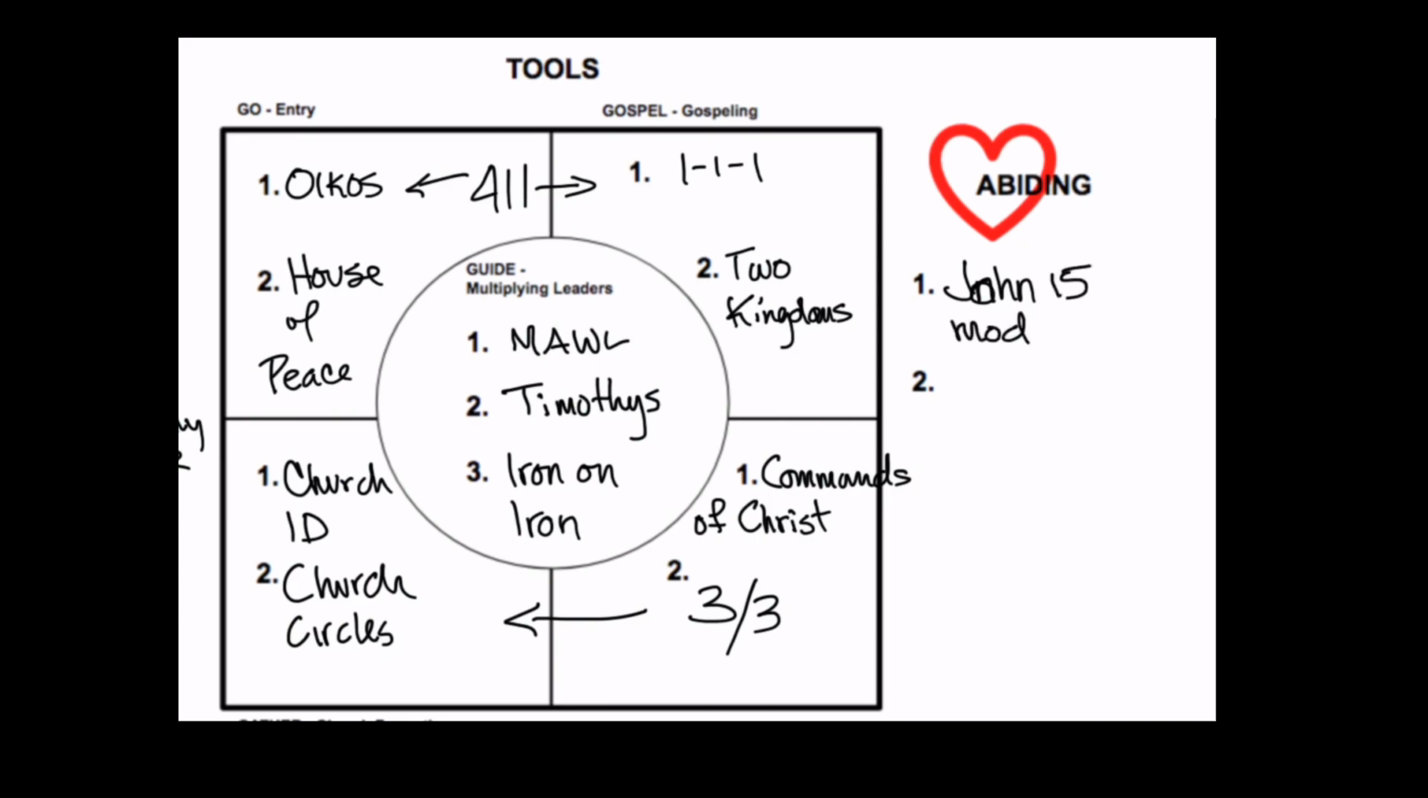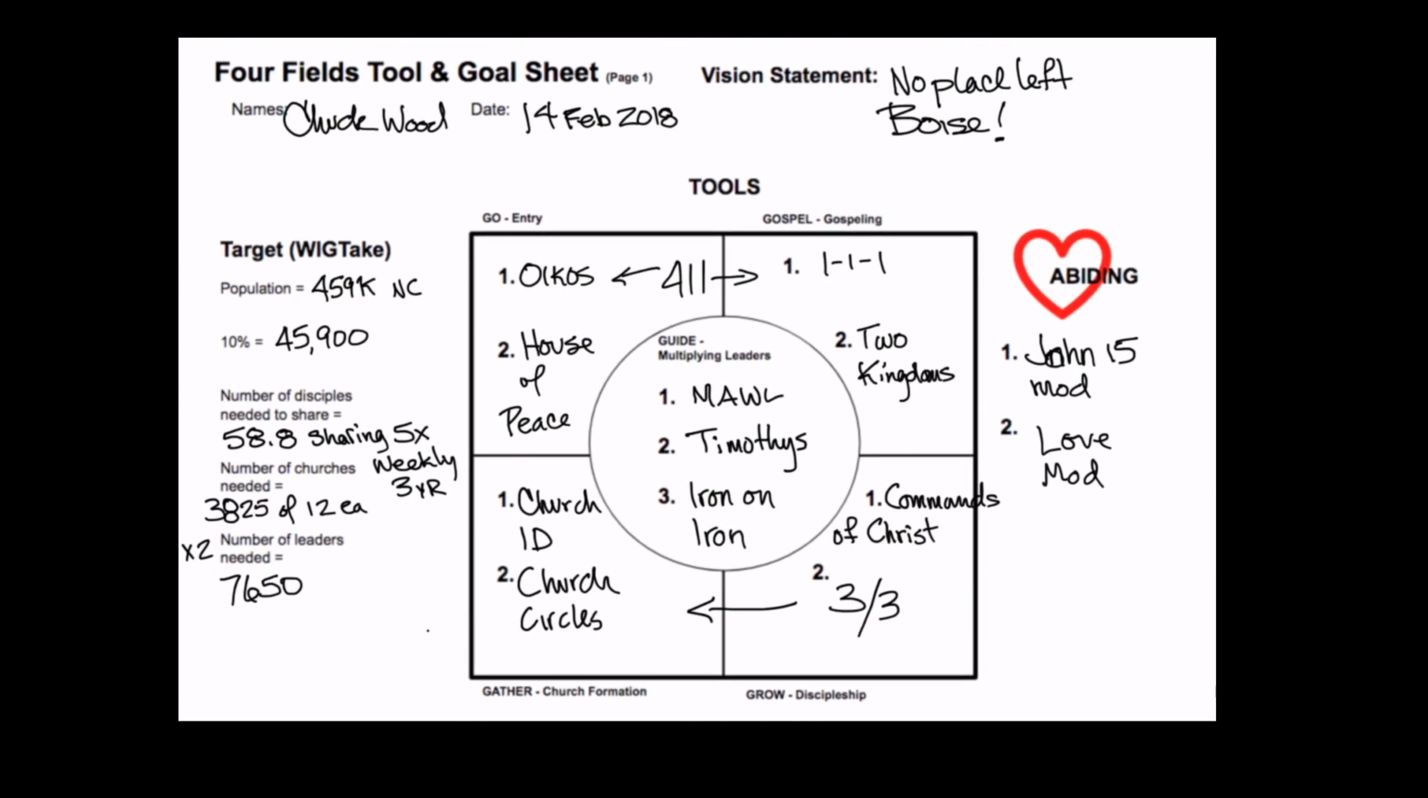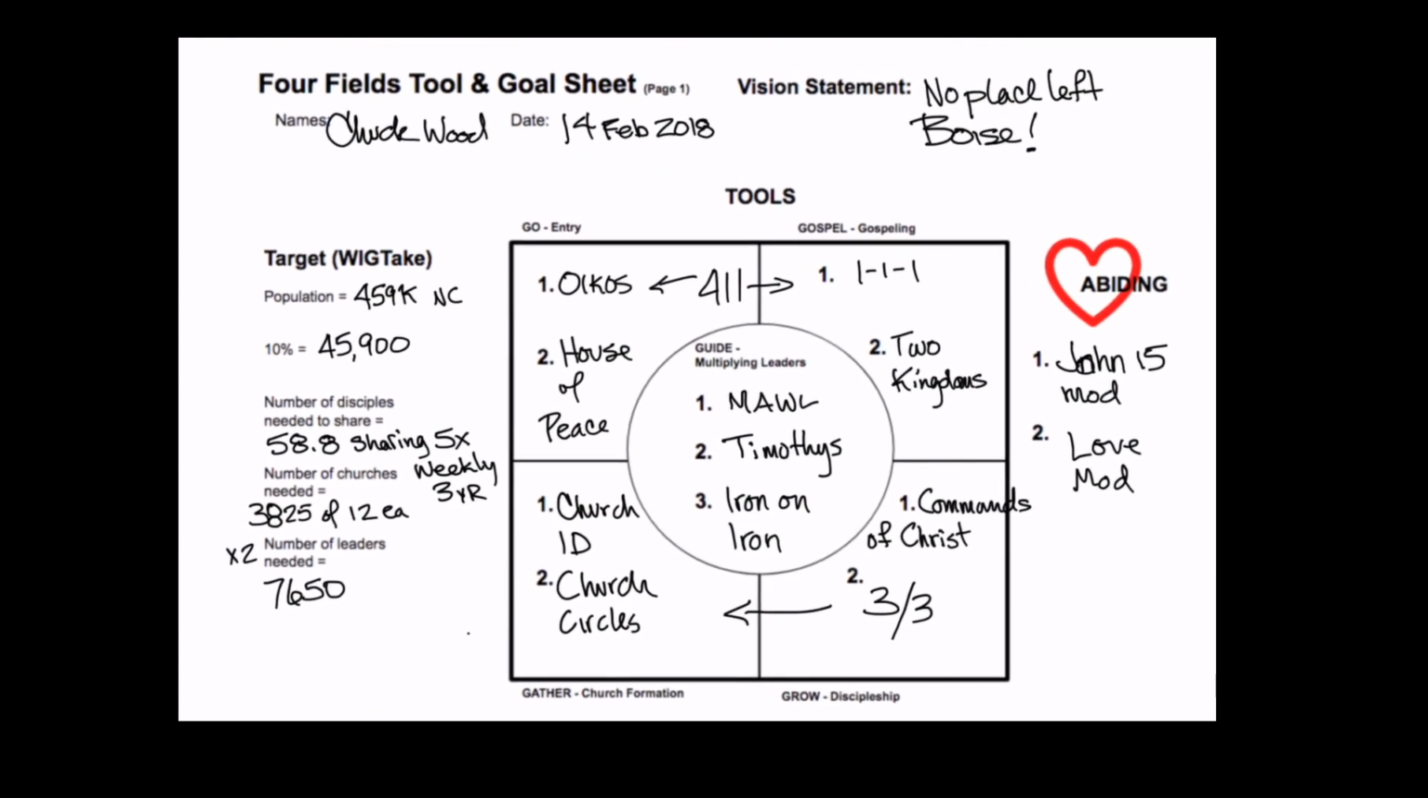And I'm also going to use the love module. Now, of course, abiding is a lot more than these two, but what are your two go-to tools for each area? So this is going to give you the target, your vision, and your basic tools that you're going to use. Of course, there are a lot more tools, but these are the basics.